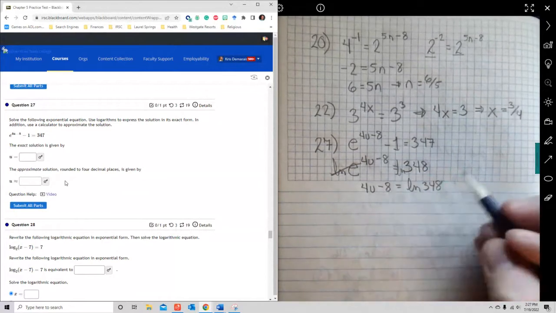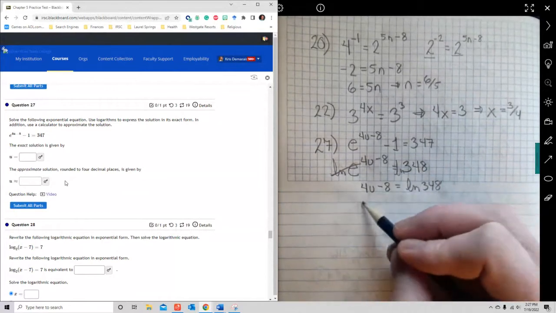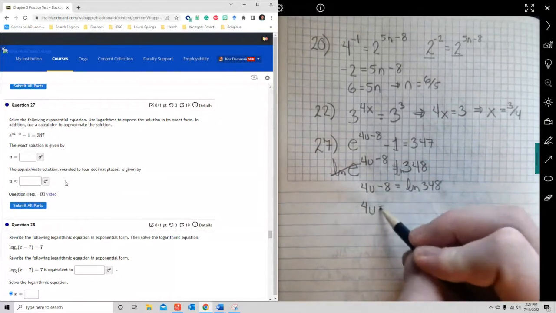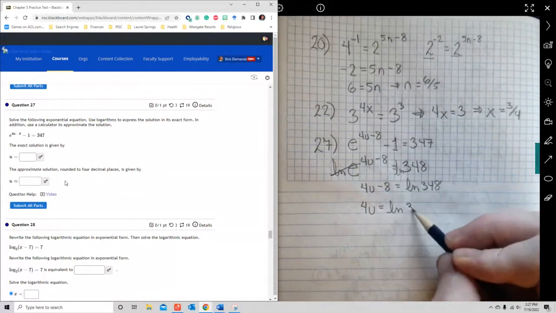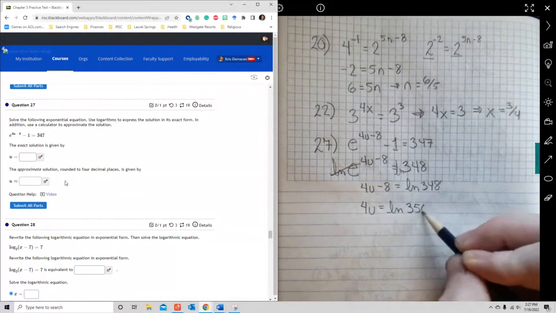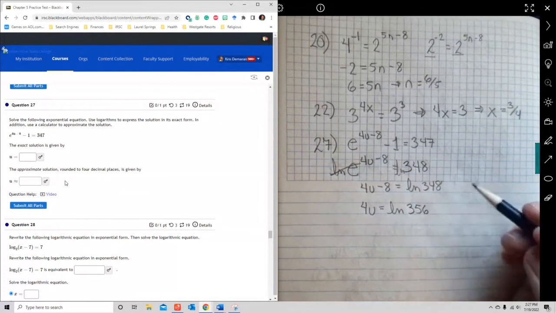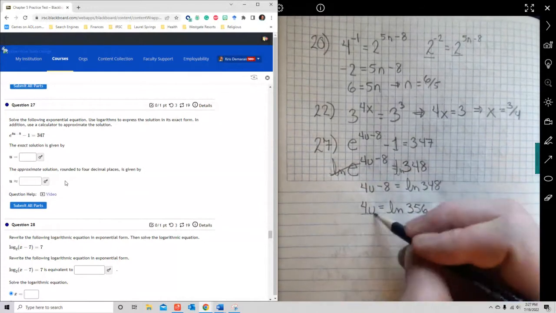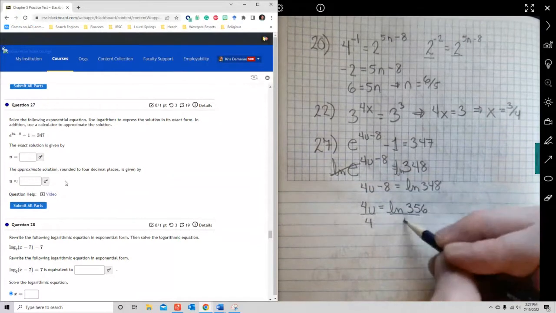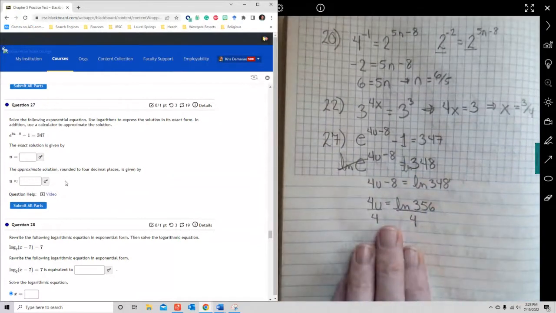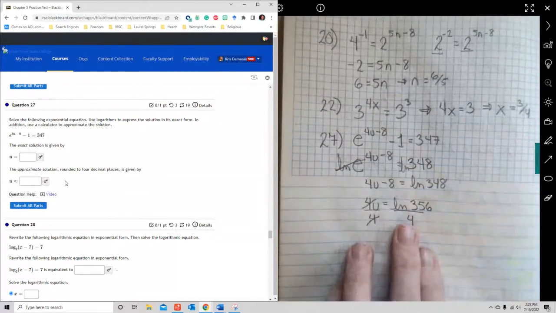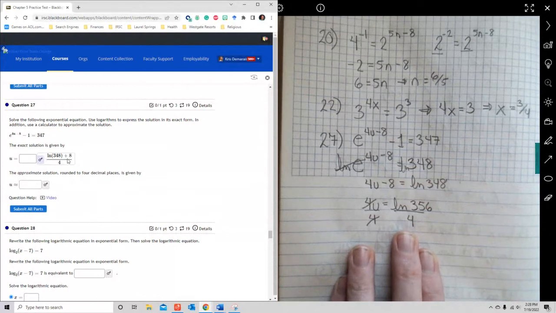And now we can go ahead and add 8 to both sides. And then adding 8 to both sides gives us ln of 356. And then we're going to go ahead and divide both sides by 4. Now the exact value for u is this right here, ln 356 divided by 4. So let's go ahead and make sure that we got that.